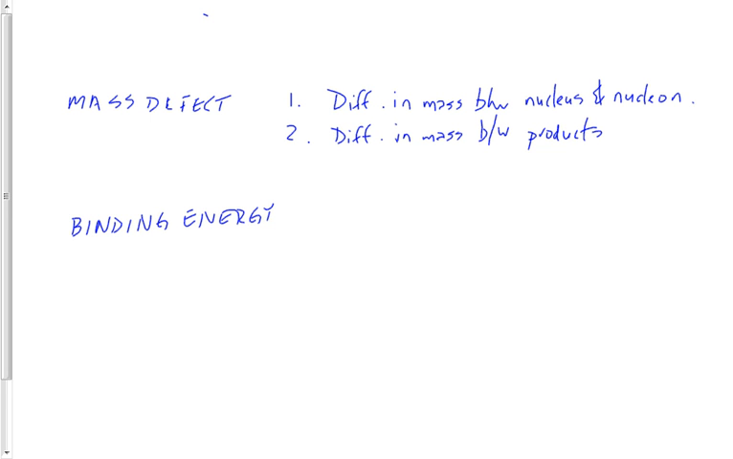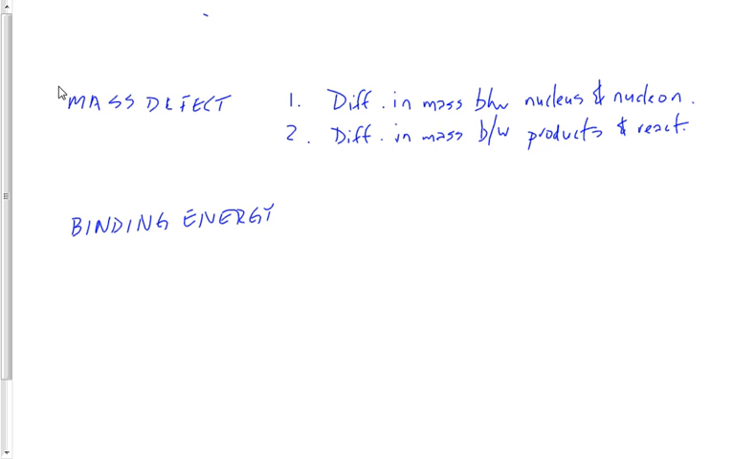The parent nuclei and the daughter nuclei. The parent are what we start with. That would be the reactants, and the daughter nuclei would be what we end up with. So the difference in mass between the products and reactants, or the difference in mass between the daughter nuclei and the parent nuclei.